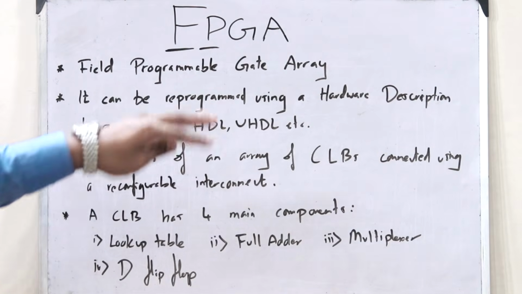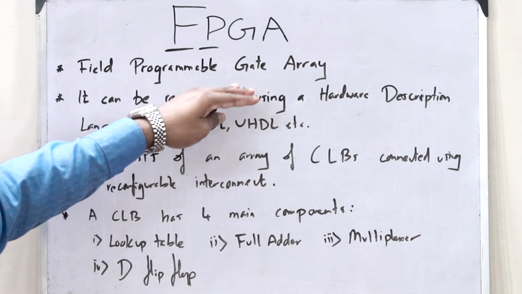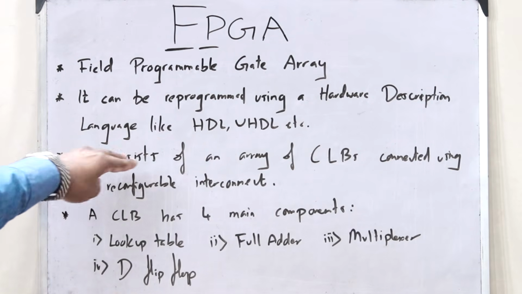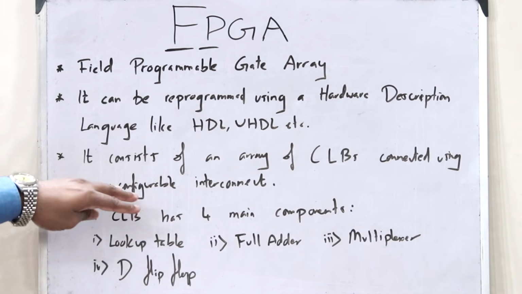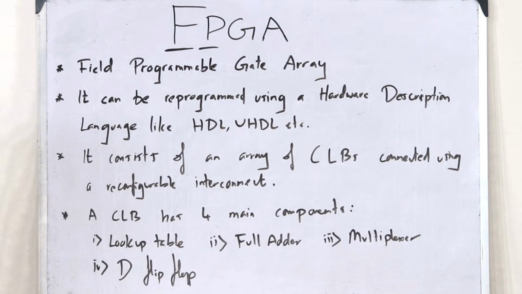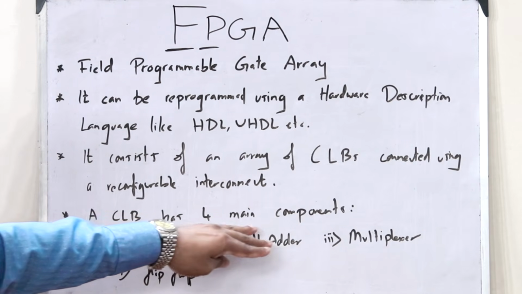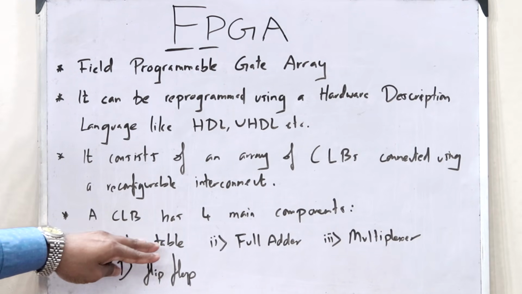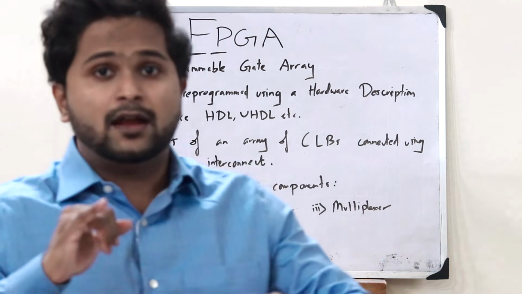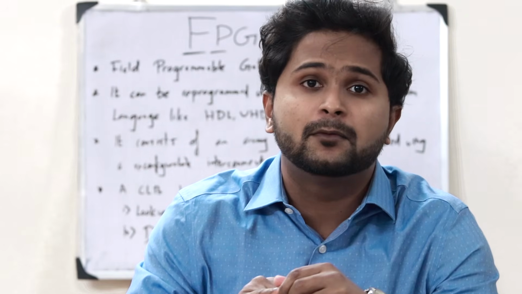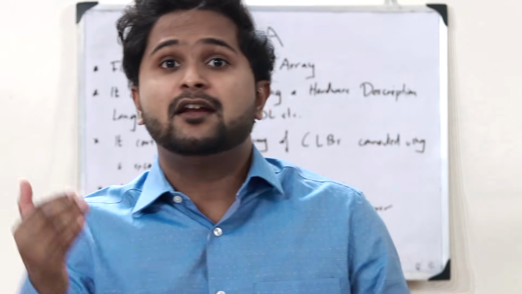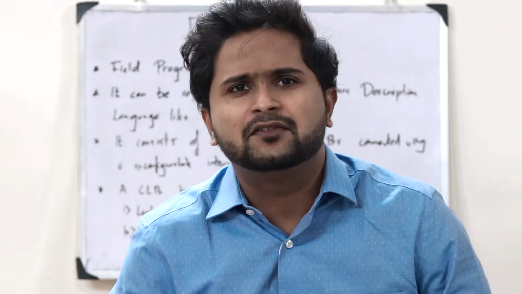I'll write it down. FPGA stands for Field Programmable Gate Arrays. It can be reprogrammed using hardware description language like HDL, VHDL, etc. It consists of an array of CLBs which are connected using a reconfigurable interconnect. And these CLBs, they have four main components, which is a lookup table, a full adder, a multiplexer, and a D flip-flop. And the advantages include the fact that it is reprogrammable. It reduces the cost by a huge margin because it eliminates the need for remanufacturing. It increases the performance, etc.